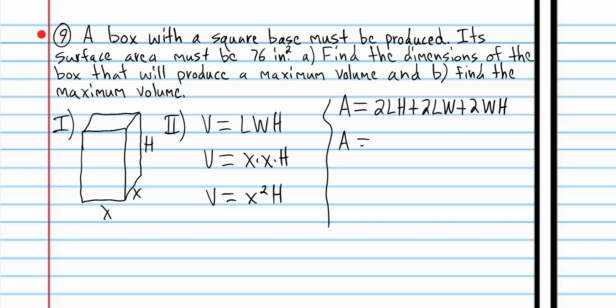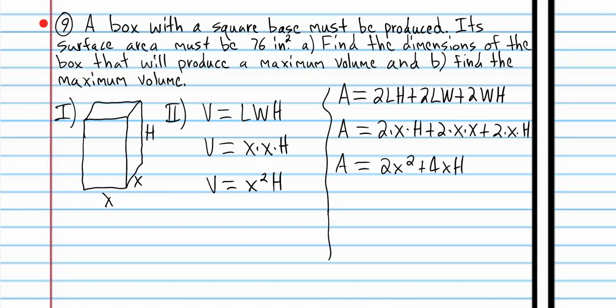So the area is equal to 2 times the length times the height plus 2 times the length times the width plus 2 times the width times the height. And of course that gives us our familiar expression 2x squared plus 4xh. Okay, so what that does is it gives us an expression. Well, first of all, we need to plug in A, which is going to be 76. So I got that from there.